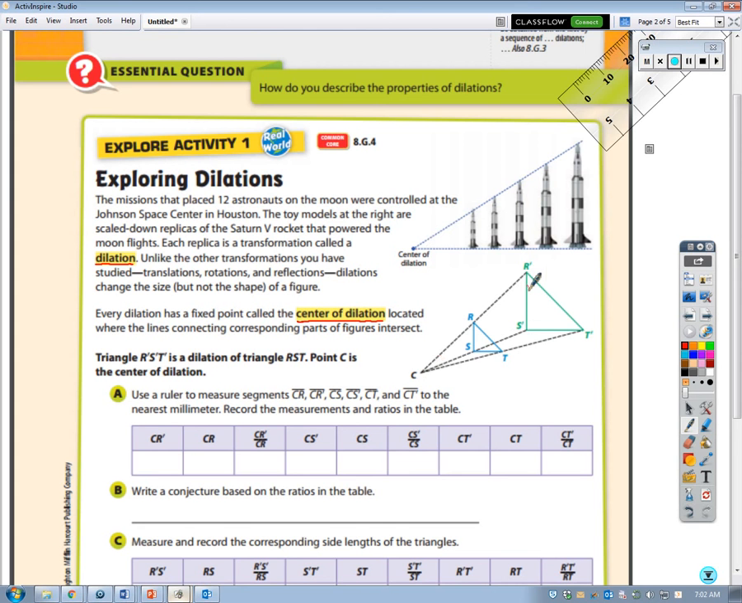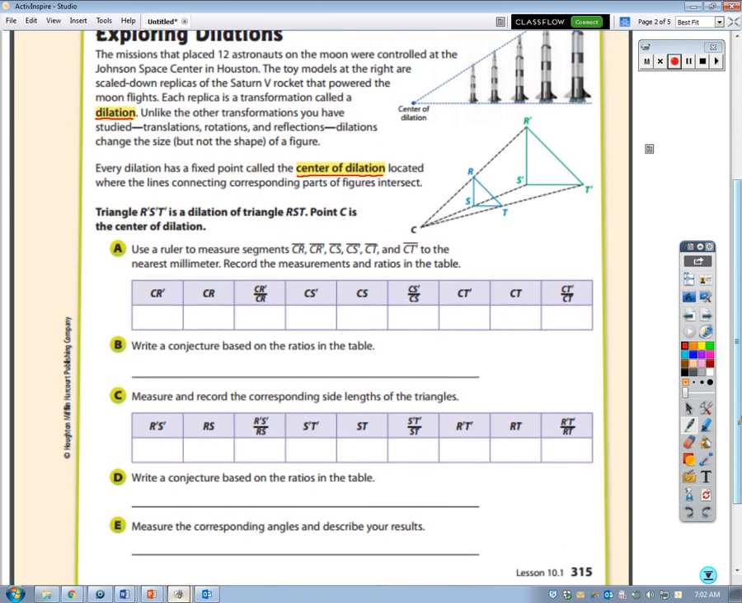Moving on to what it's going to ask us to do, triangle R prime, S prime, T prime, that's this one right here, the green one, is a dilation of triangle RST. Point C, right here, is the center of dilation. The first thing it wants us to do is use a ruler to measure segments CR, CR prime, CS, CS prime, CT, and CT prime. So we are measuring CR, here to here, and then CR prime. Then we'll do the same thing for each of these points.